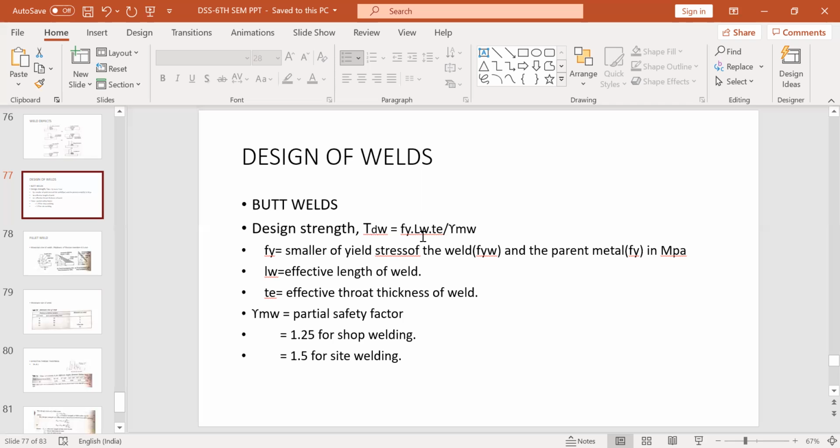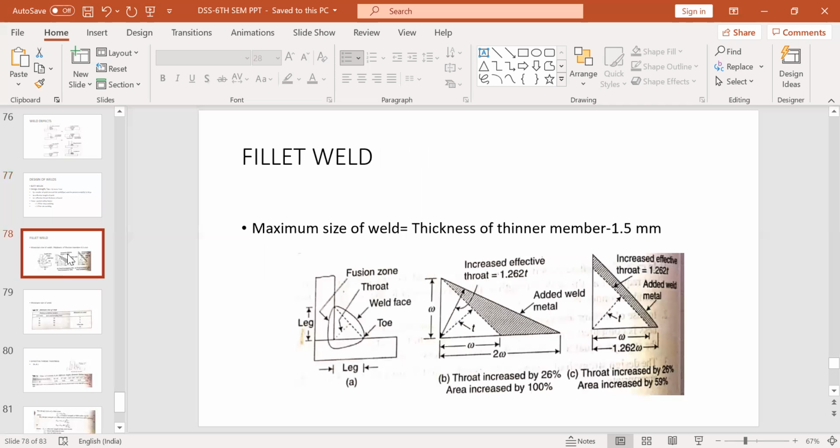So remember one thing. While designing the weld, two things you have to find. Either you have to design the length or you have to design the size of the weld. Now, butt welds are not used that much. Fillet welds are more commonly used. So now you'll understand the fillet weld.